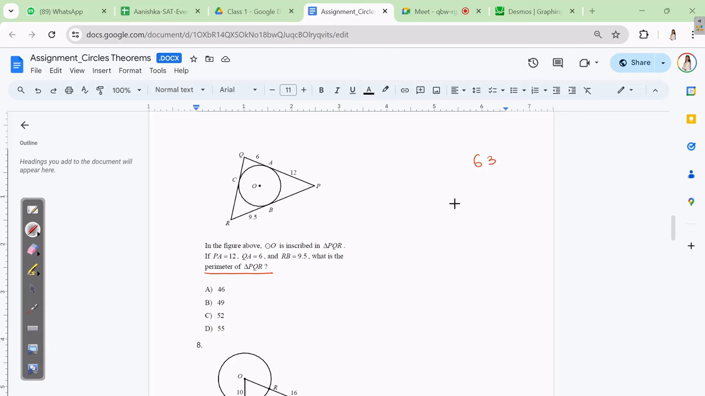Okay, can you tell me how did you get 63? So I thought that PB was also going to be 9.5. No, this step is not correct. PB won't be 9.5, because again it looks like RB and BP are congruent, but if you apply this logic, then this and this should also be the same, right? Like if this and this are congruent, then this and this should also be congruent, and this and this should also be congruent.